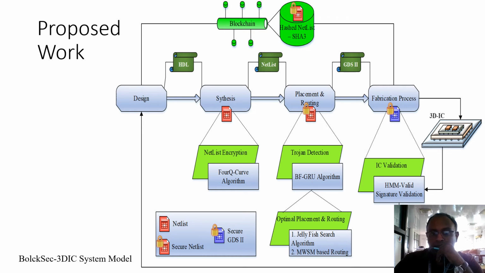So the proposed work looks like this. You have a design, synthesis, placement and routing, and fabrication. You can see that the blockchain is introduced from the design level up to the fabrication level, and netlist SHA protection is being provided. In synthesis, you have the netlist encryption. In placement and routing, you have the Trojan detection. In the fabrication process, we will be performing the special IC validation. Especially with respect to the Trojan detection, the BFGRE algorithm is used, in which optimal placement and routing will be done, where we take care of the jellyfish algorithm, and the MWSM-based routing algorithm is being utilized.